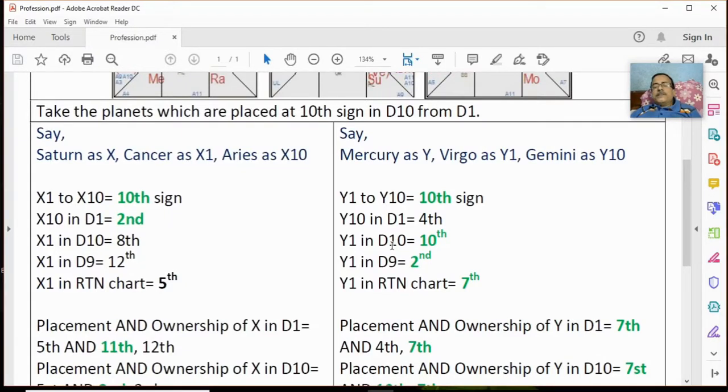Y1 in D10. Y1 means Virgo. Virgo in D10 is the 10th sign. Y1 in D9, Virgo in D9, is the 2nd sign. Y1 in RTN, the Rashi Tullo Navamsha chart, is the 7th sign.